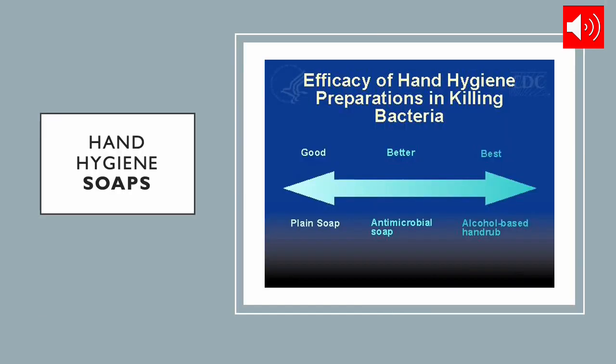There are a couple of different kinds of soaps. This is a nice graphic that gives you an idea. Plain soap is good, antimicrobial soap is better, but alcohol-based hand rub is best in terms of killing bacteria.